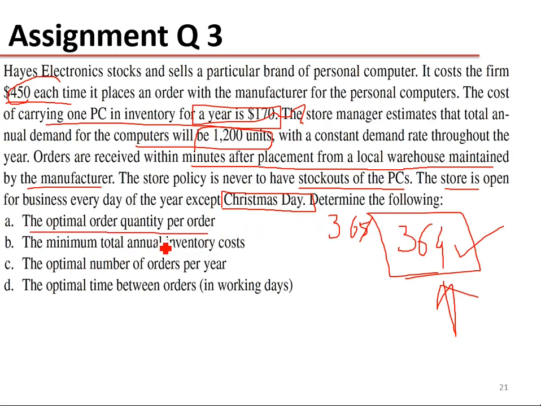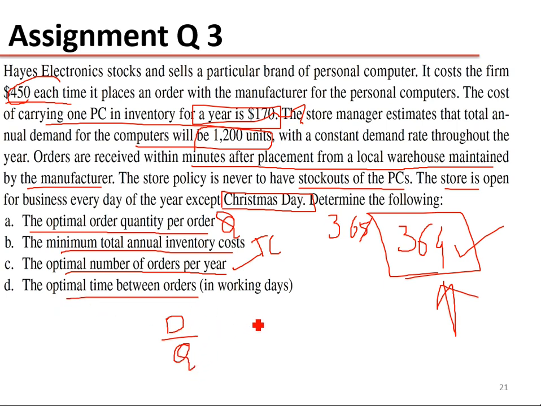Optimal order quantity, that means Q we have to find. Minimum total annual inventory cost, TC we are going to find. Optimal number of orders per year, that means how many orders we are going to place, and the optimal time between the orders. That means in this case we find Q, in that case we find TC, and the total number of orders is demand upon Q, that is D upon Q, and the optimal time is Q upon D. So this is how we are going to find all the things.